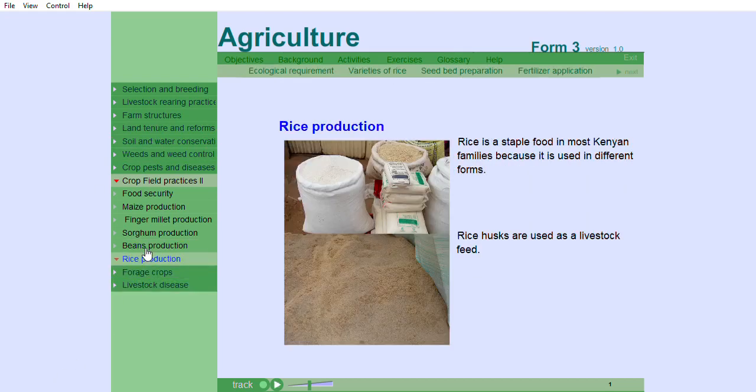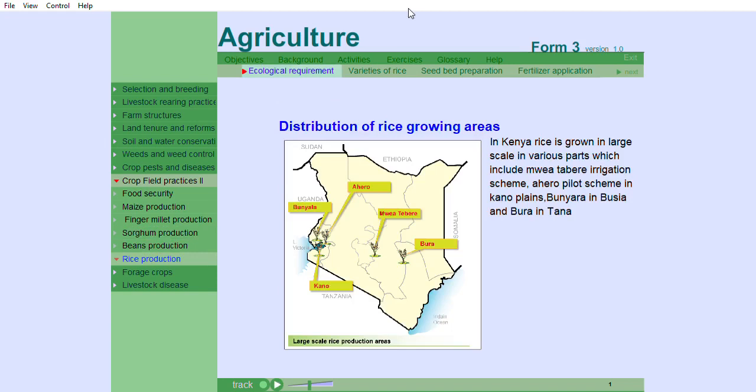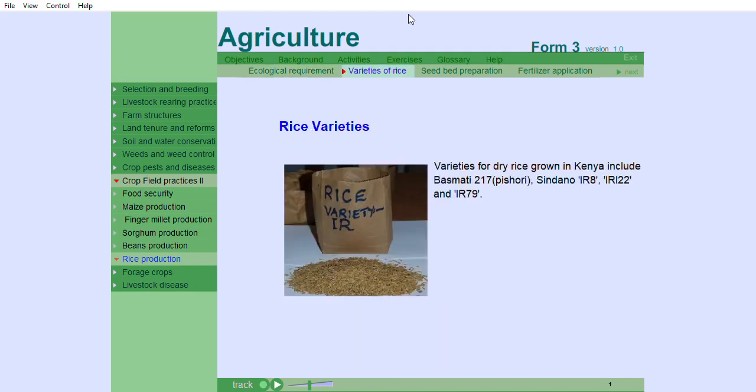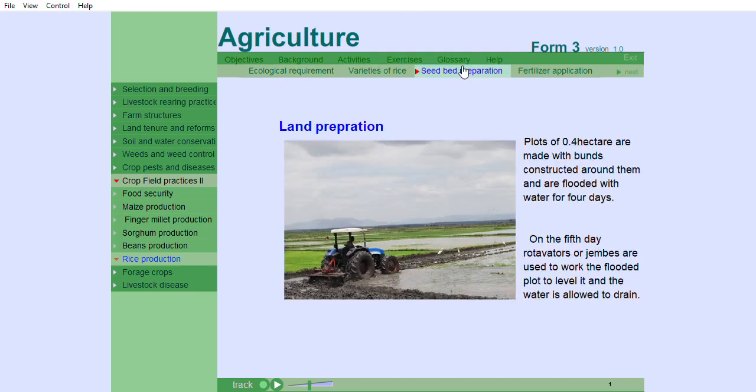Rice production. Introduction. Rice is a staple food in most Kenyan families because it is used in different forms. Land preparation. Plots of 0.4 hectare are made with bunds constructed around them and are flooded with water for 4 days.